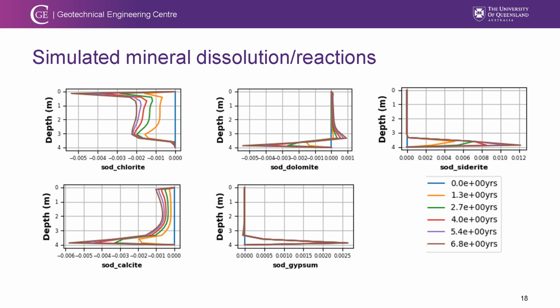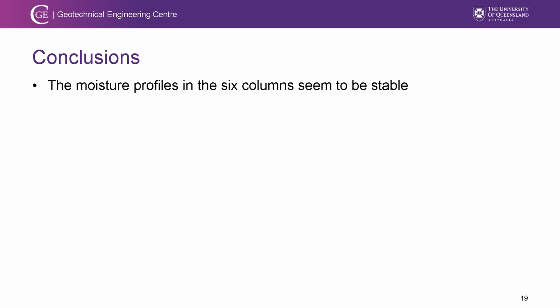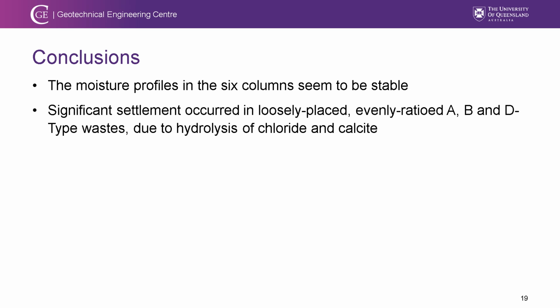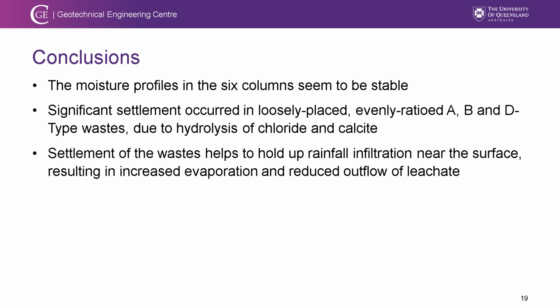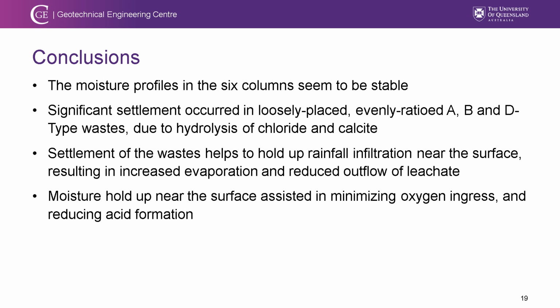And so the conclusion for the PowerPoint is that the moisture profile in the 6th column seems to be stable. A significant settlement occurred in the D column, where A, B, D wastes are mixed together, due to the hydrolysis of chloride and calcite in particular. The settlement of the waste would help hold up the rainfall and also increase the evaporation and reduce the outflow of the leachate. The moisture hold up will also help minimize the oxygen ingress and reduce the acid formation.